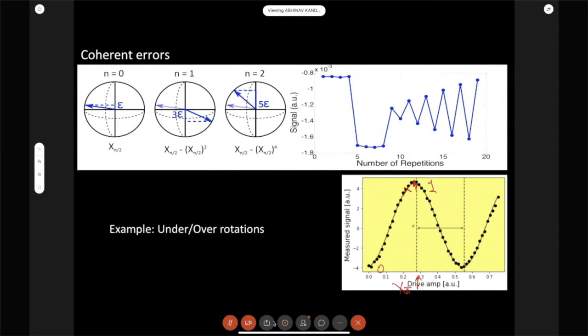One way to study these is by repeating the pulses. For instance, in this example, you have a pi over 2, so you intended to bring it along the equator, but you have this epsilon error. If you then do this repeatedly, you can essentially amplify it. If you do it 2 more times here, now your vector is along here, and you've increased the error to 3 epsilon, then 5 epsilon, and so on. So this is one way to study these kinds of over and under rotations.